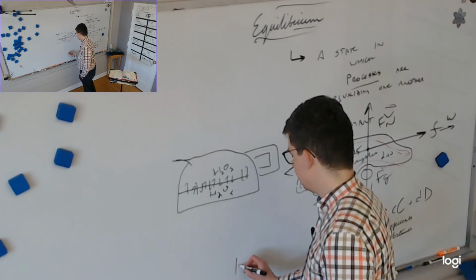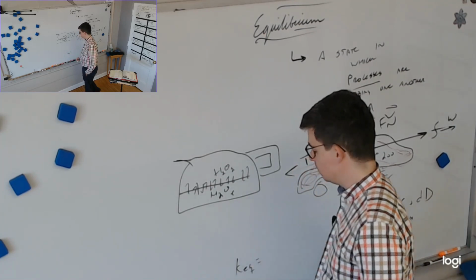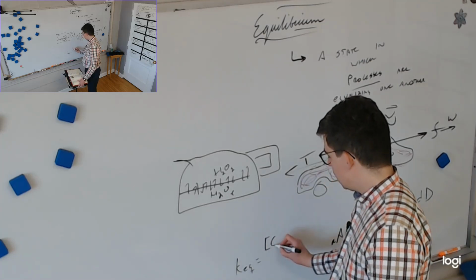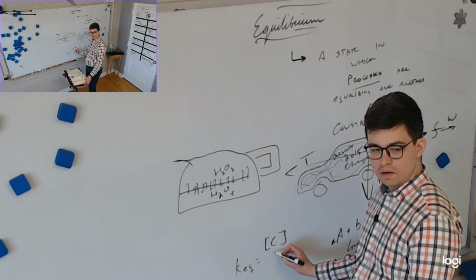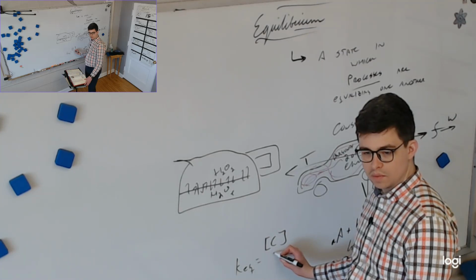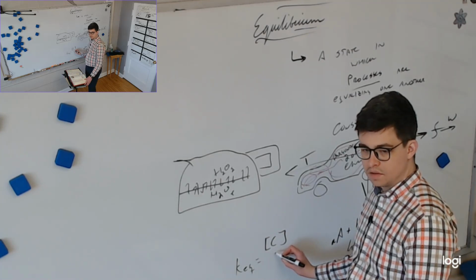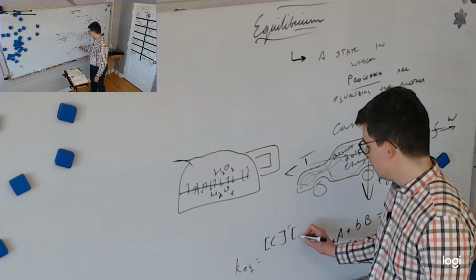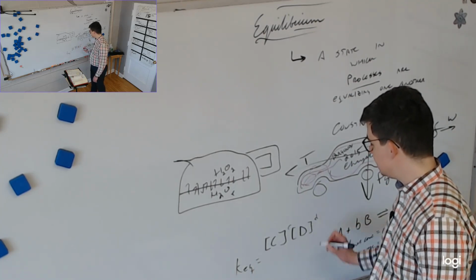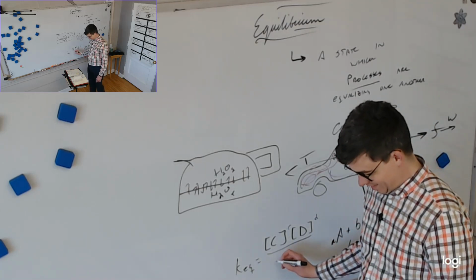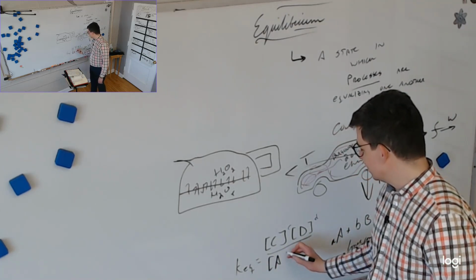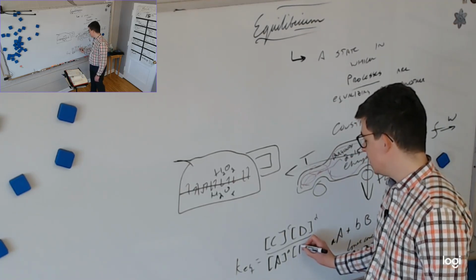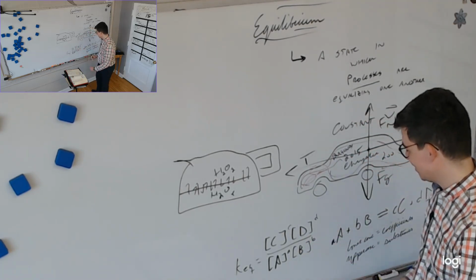K sub EQ, lowercase k sub EQ, equals our best friend. What's this mean? Do you remember? In the last chapter, what's this mean? Yeah, the concentration of substance C to the Cth power. That's nice, I like that. Times the concentration of D to the Dth power. Over the quantity, the concentration of A to the Ath power times B to the Bth power.